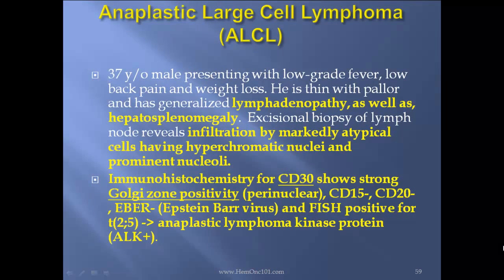Anaplastic large cell lymphoma. Case report: 37-year-old male presenting with low-grade fever, low back pain, and weight loss. He's thin with pallor and has generalized lymphadenopathy, as well as hepatosplenomegaly. Excisional biopsy of the lymph node reveals, keyword, infiltration by markedly atypical cells having hyperchromatic nuclei and prominent nucleoli. Immunohistochemistry shows strong Golgi zone positivity, very important, as well as nuclear. CD15 negative, CD20 negative, EBER Epstein-Barr negative, and FISH positive for translocation 2;5, involving the anaplastic lymphoma kinase protein.